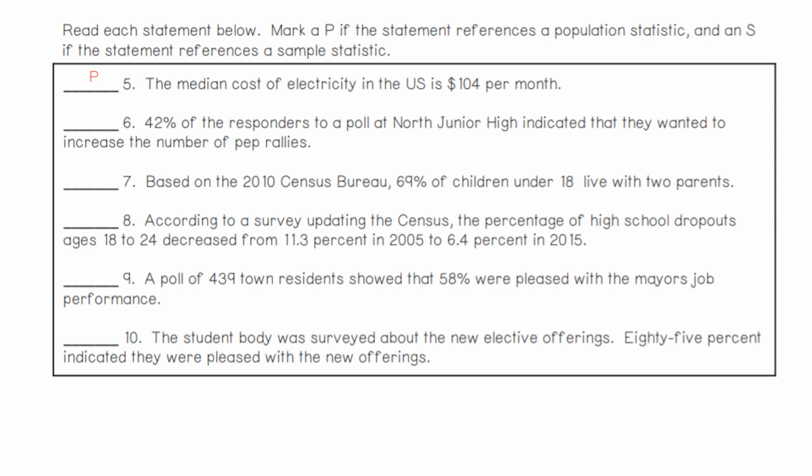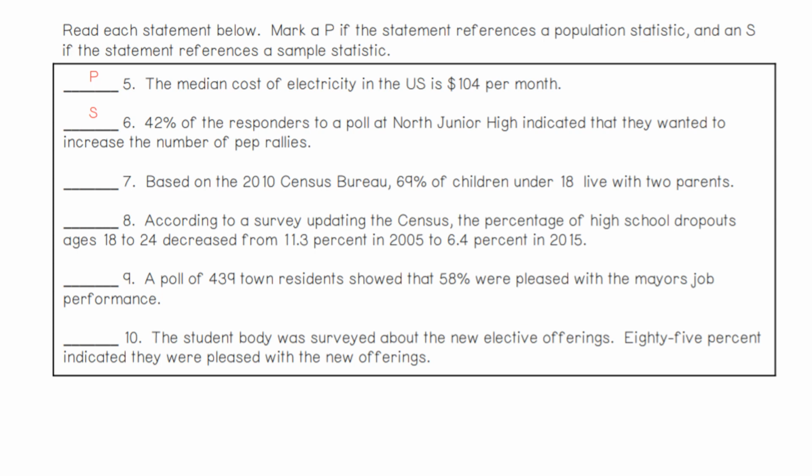So the first one's done. The median cost of electricity in the U.S. is $104 per month. That's in the U.S. That's a large population. Number 6 says 42% of the responders to a poll at North Junior High indicated that they wanted to increase the number of pep rallies. That would be a sample statistic because it's specific to the junior high school and the students who wanted to increase the pep rally. So it's very specific.